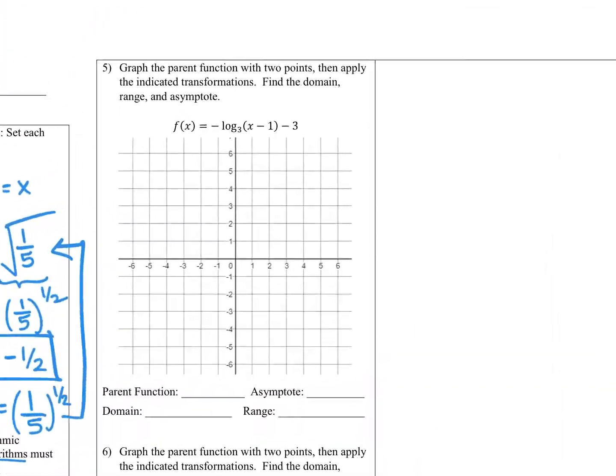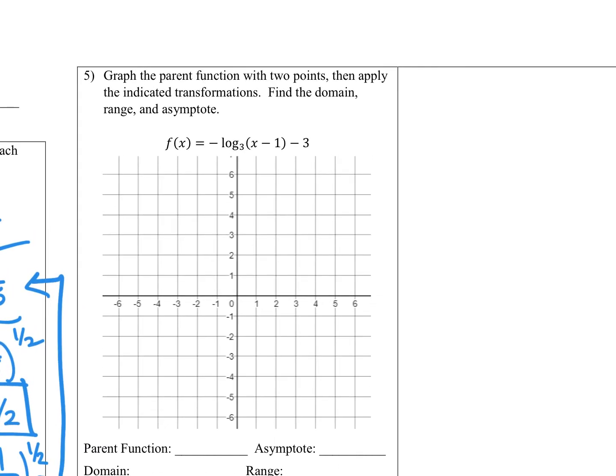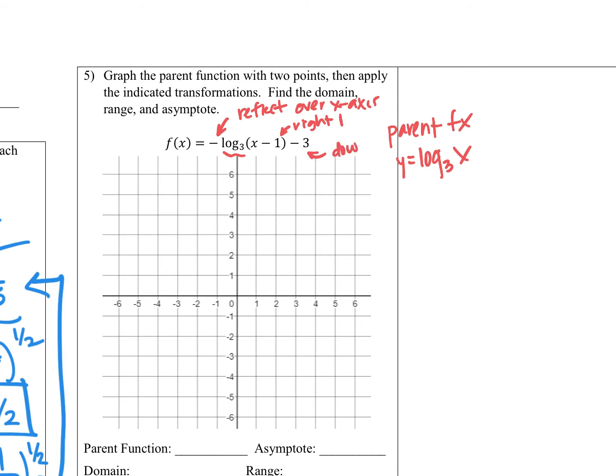Okay, for the last ones, we're going to graph. For all of them, when we graph the logarithms, it's nice to think about the parent function and its inverse. So the parent function here really is going to be that log base 3. So y equals log base 3 of x. And that negative is doing that reflection over the x-axis. The minus 1 is moving us to the right 1. And then we're moving down 3. So we have a lot of stuff going on there.